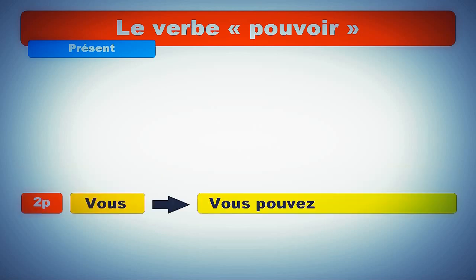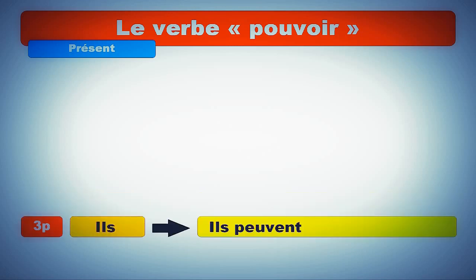Okay, so for vous it's a little bit the same. It's vous pouvez. Okay, so you keep this P-O-U-V, but then you put the ending for vous. The classical ending is EZ. Okay, you combine it. Vous pouvez. Repeat. Vous pouvez. Okay, for ils in the plural, then you get ils peuvent.